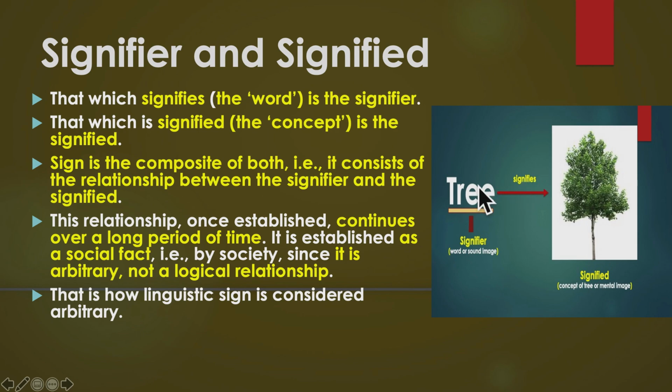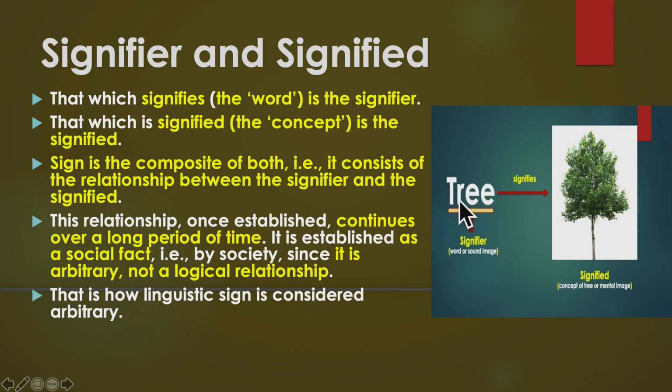From the very beginning, had people thought that tree, this image, should have another kind of object, then at this moment, this object should not have come to our mind. It should have been different. So it is established as a social fact, that is by society, since it is arbitrary, not a logical relationship. So there is no logical relationship that the tree and this object is like God-given or like naturally produced. No, it's not like this.